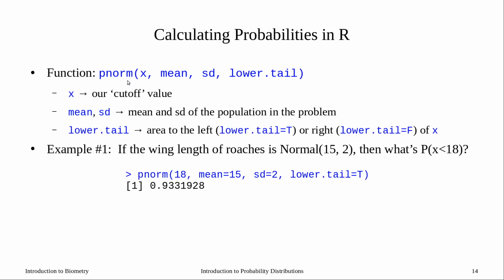What we're interested in is the probability that we get a value less than or equal to x if our population has a mean and a standard deviation. This lower.tail argument is interesting because this tells us the area to the left versus the area to the right of our point x.